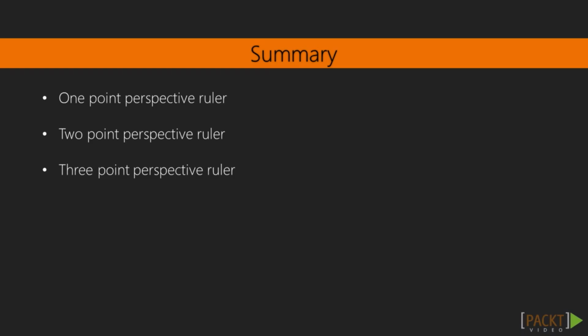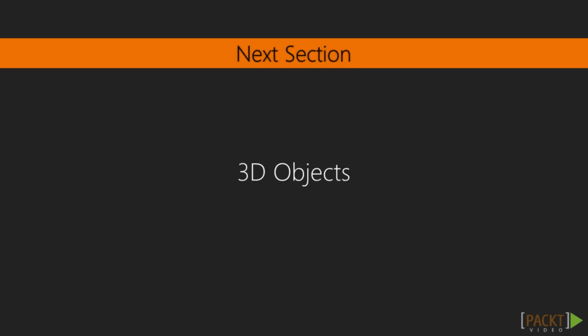In this section, we have learned about the different perspective rulers, from 1-point perspective all the way to 3-point perspective. In the next section, we're going to cover 3D objects. We'll learn how to add 3D objects to our page, as well as how to manipulate and pose the 3D objects. See you there.